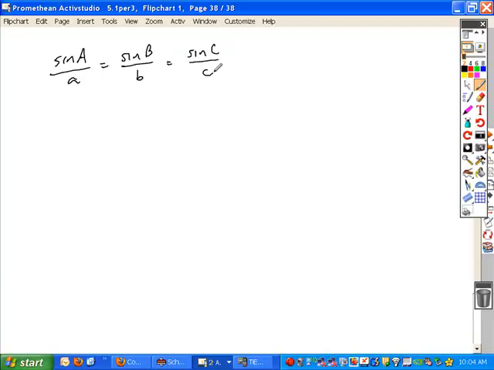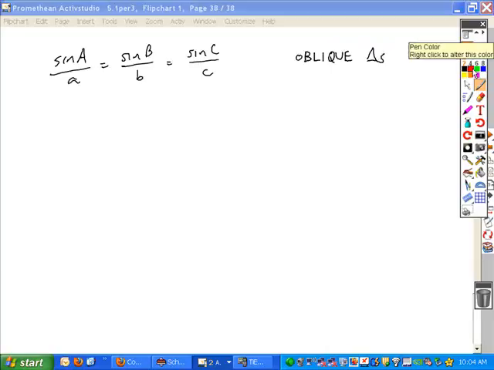Right, so you can pick any two of these relationships and set them equal, and it applies to what type of triangles? Any triangle, but you usually will use it in a non-right, which are called oblique triangles. And now let's see what would happen if we used it in a right triangle. And so that's the first thing.